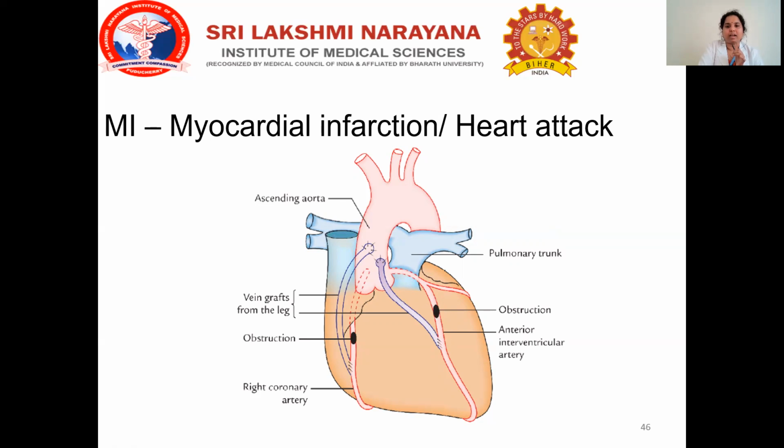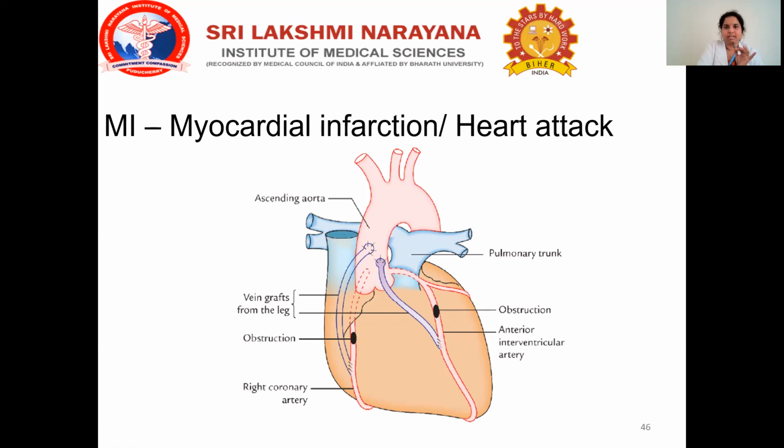This block can occur most commonly in the anterior interventricular artery or anterior descending artery. It can also occur in the right coronary artery, and in a smaller percentage in the left circumflex artery. How can it be treated? It can be treated by coronary bypass surgery.